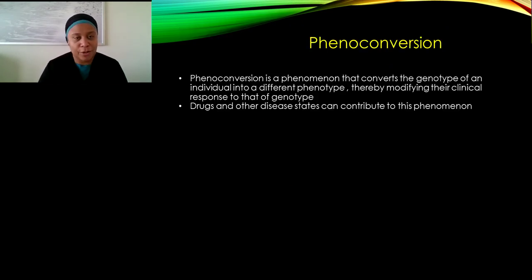Which leads me to a term called phenoconversion. Phenoconversion is a phenomenon that converts a person's genotype, what we expect, to a totally different phenotype. For example, we get a report for a patient and it tells us they're an extensive metabolizer, therefore they're normal in metabolizing this prescription drug. However, because of either a disease state or another drug on board that can affect how this gene would respond, the phenotype of the patient would now change.